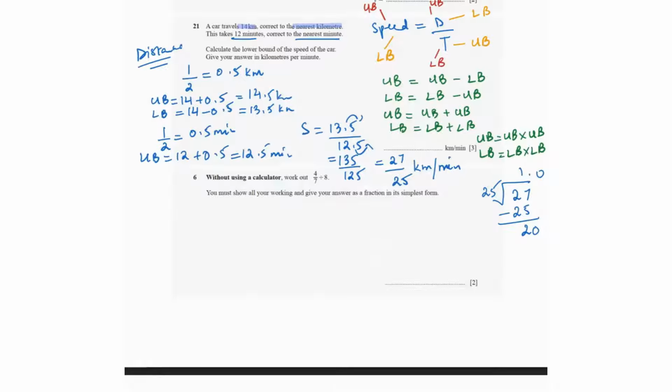The next question, I already told you how to divide a fraction by a number. We keep the first fraction as it is, change the division into times, and flip the second number. Whether it's a fraction or a whole number, you will flip it. So 8 becomes 1 over 8, and then you simplify it. So again, same thing.